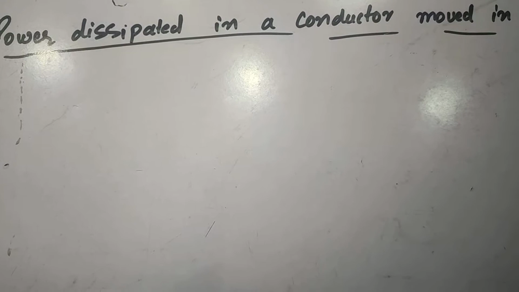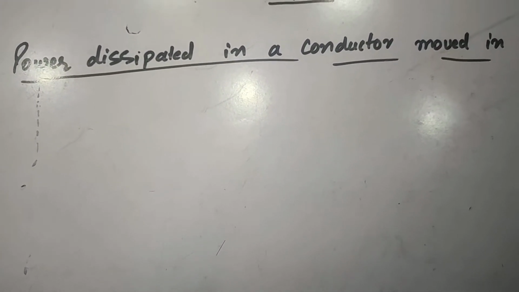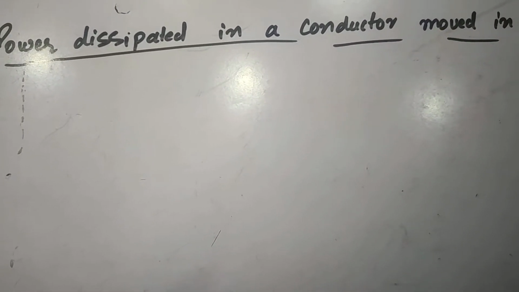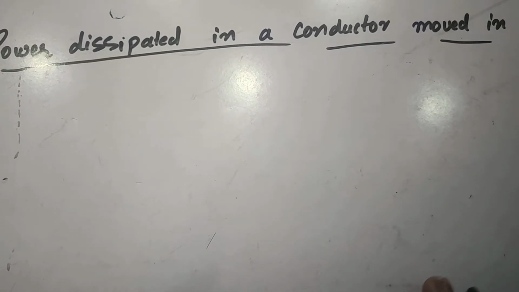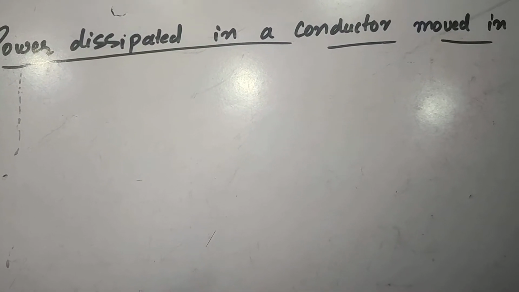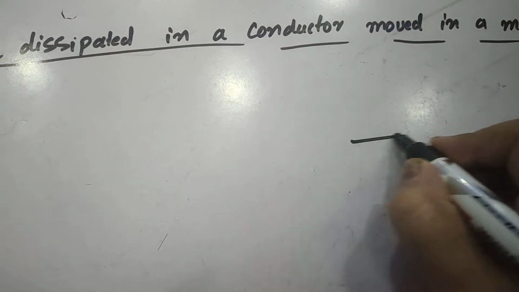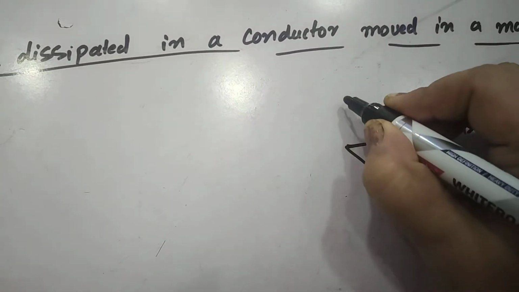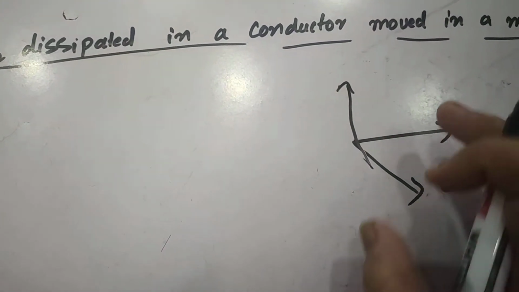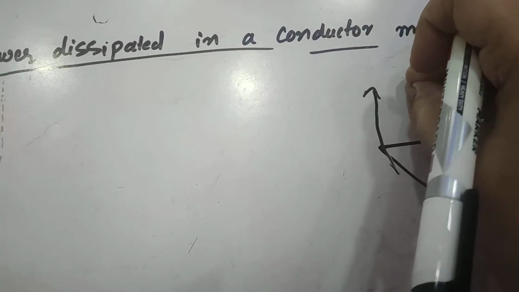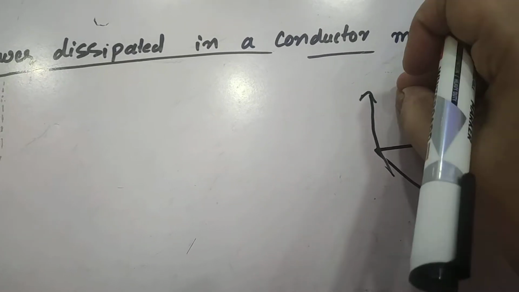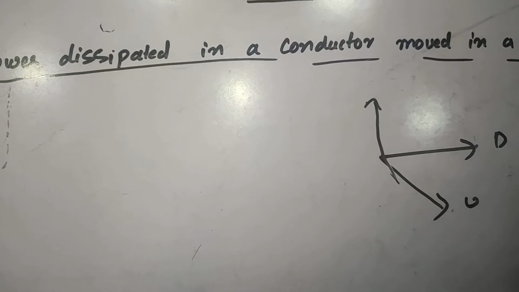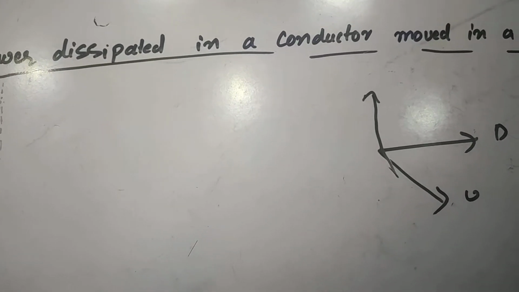So in the case of the electrical concept, when a conductor is moving in a uniform magnetic field, some force is acting upon that conductor, given by Fleming's left hand rule. We have studied that if the magnetic field is in this direction and V is in this direction, then the force on the conductor is in this direction. So this force is being acted upon, and due to this force, some power is dissipated in a conductor. How this can be calculated we will study in this topic.